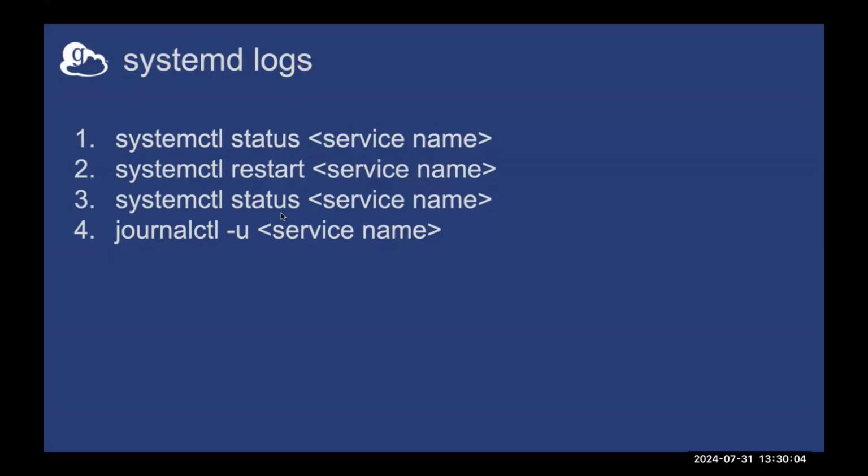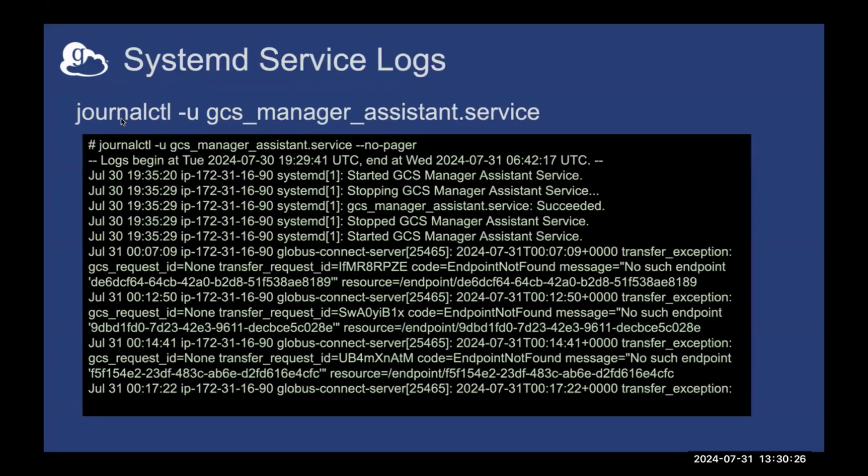If you do run status again and it is dead again, you can get more information out of that with journalctl. That's just one of the tools associated with systemd, and it'll output information about it, whatever it sent to standard out or standard error, and other things as well. The next slide kind of shows that. So this is running it on GCS Manager Assistant, and this is the output that you get.